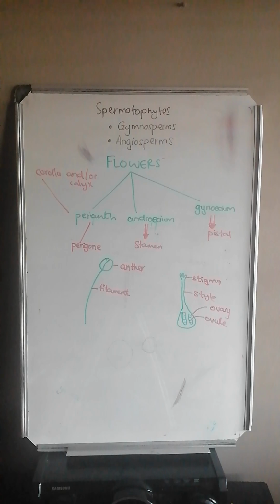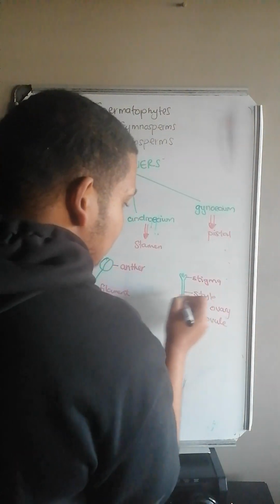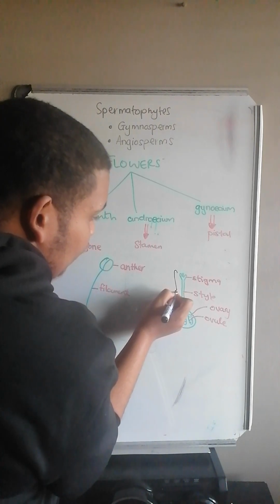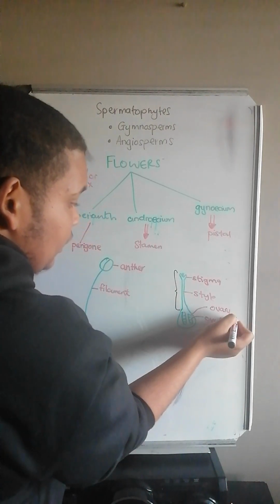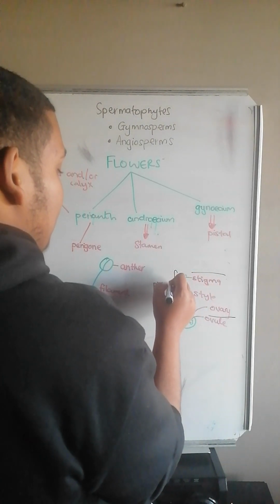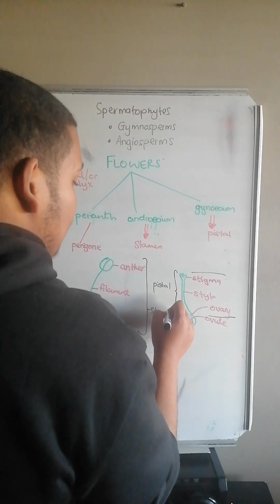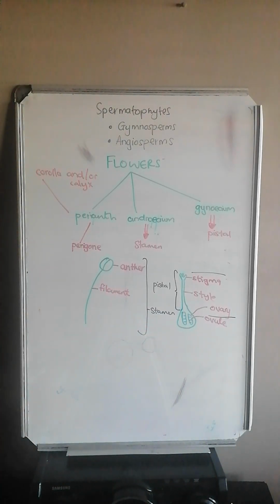Now also be careful when you're labeling your drawing, if they ask you to draw it. Only the first three, from the stigma until the ovary, without the ovule, represent your pistil. And then these two over here will represent your stamen. Your pistil being your female sex organ, and your stamen being your male sex organ.